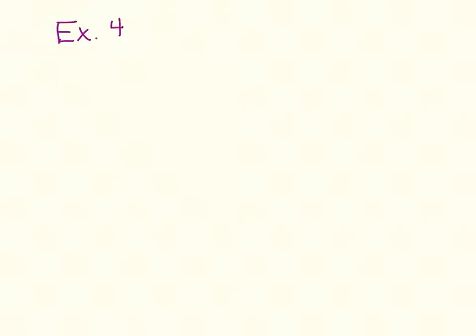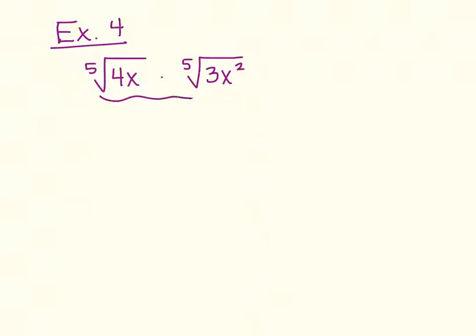Is kind of going the other way. So what we were doing just a minute ago is we were taking radicals and breaking them into pieces that were multiplied together. We can go the other way with that. We can multiply radicals together. So if I had the 5th root of 4x multiplied by the 5th root of 3x squared, I can multiply these together by just multiplying the things that are inside the radical.